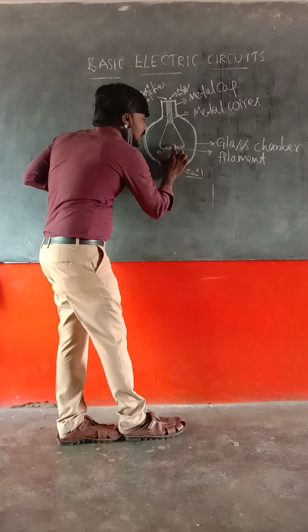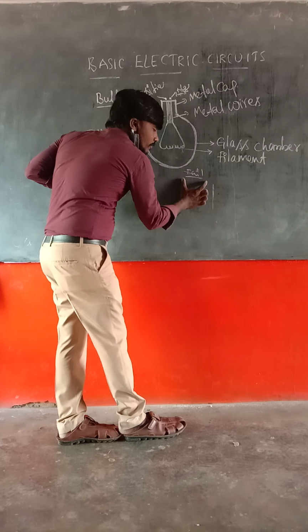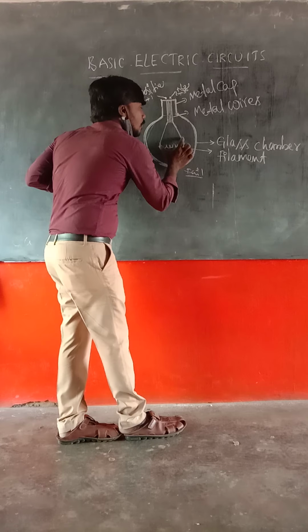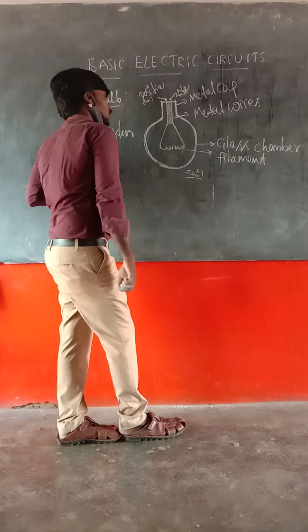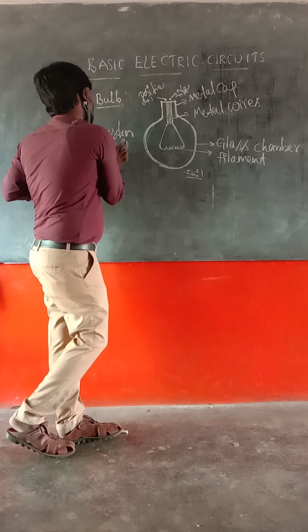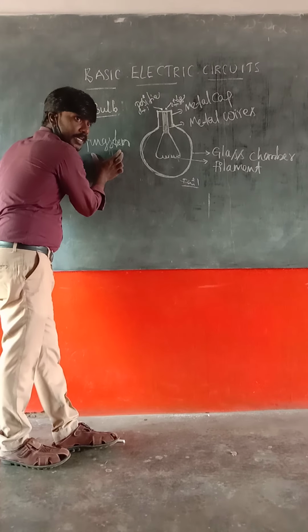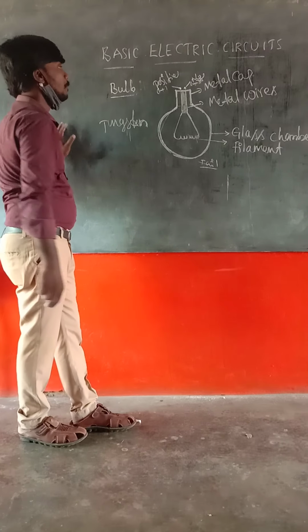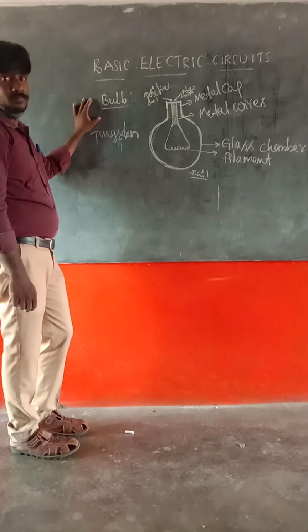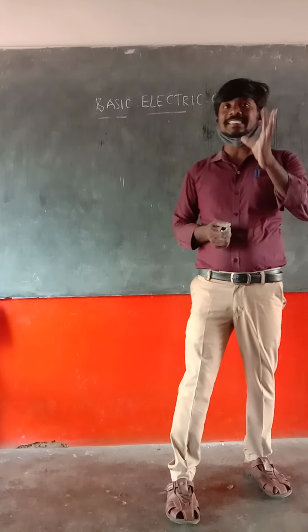Suppose the filament fails or the wire is cut; then the filament fails and the bulb cannot be used. And one more point: the filament is made with tungsten. So this is a bulb. Next, simple electric circuits.